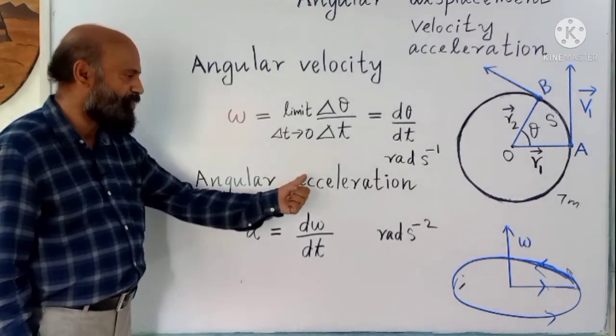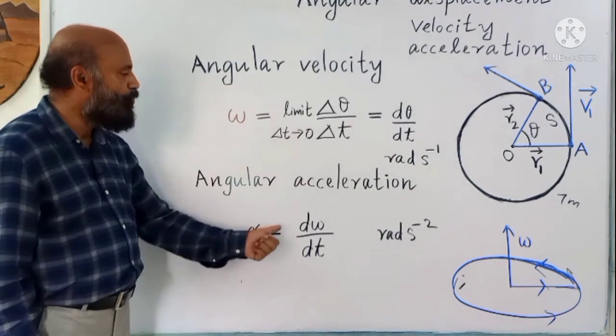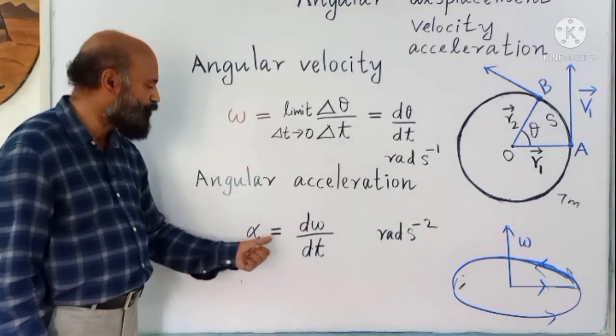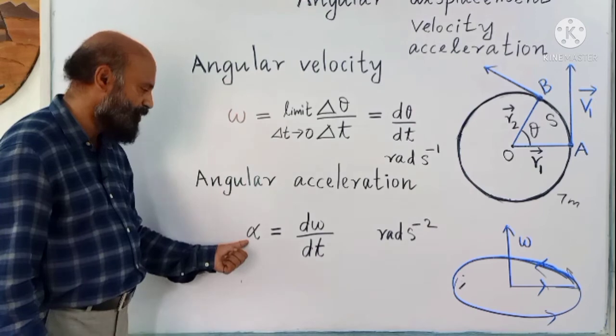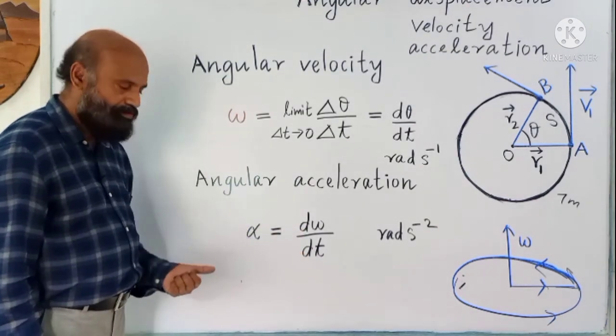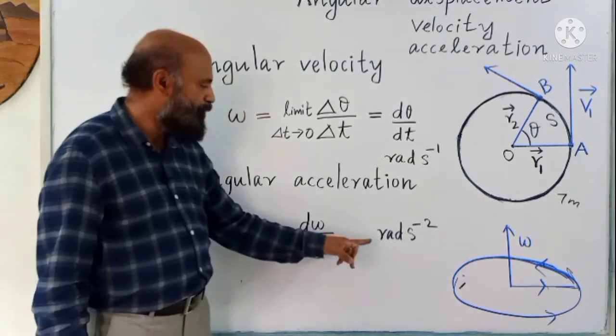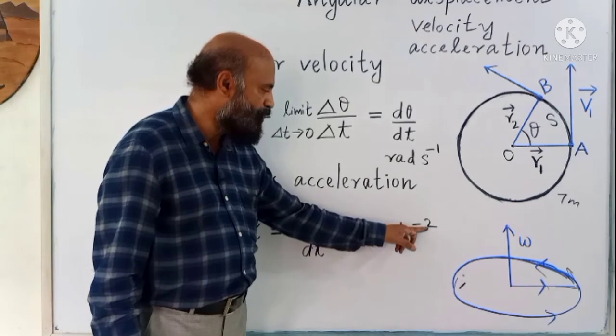Angular acceleration is the rate of change of angular velocity. So d omega by dt. Angular acceleration is denoted by the letter alpha. Then it is measured in radian per second square.